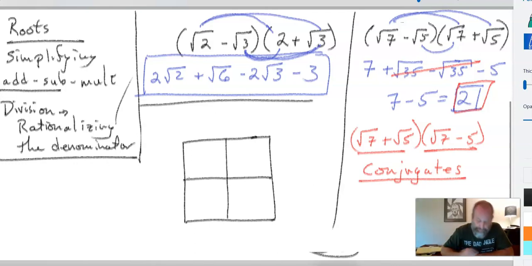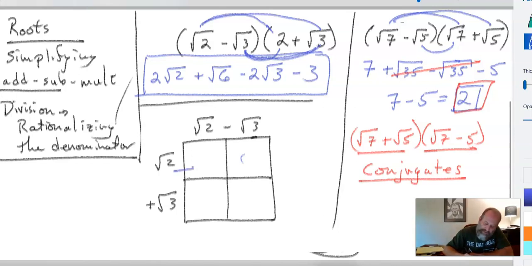So here's the deal. You write one term across the top. It doesn't matter which one. Or one factor across the top. The other factor you write across the side. And as you go through and fill this out, each one of these boxes is filled with the product of what's on the edge of it. So these two things together fill this box. Root 2 times root 2 is 2.